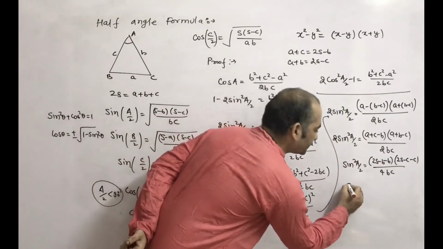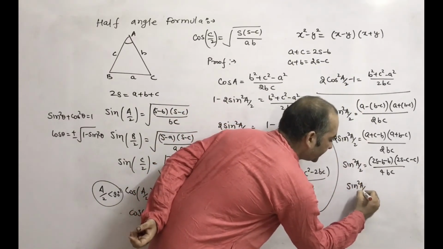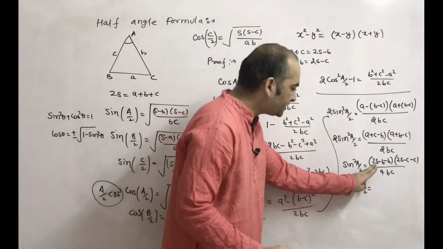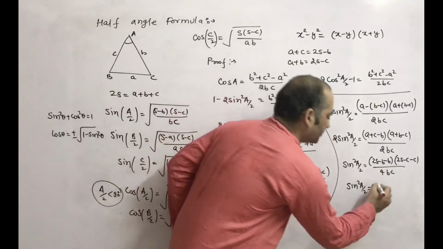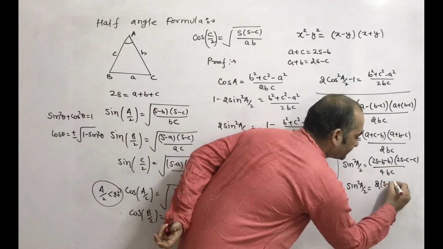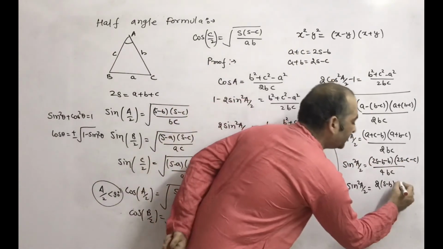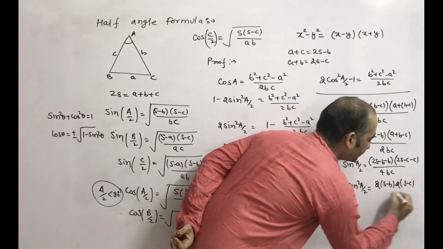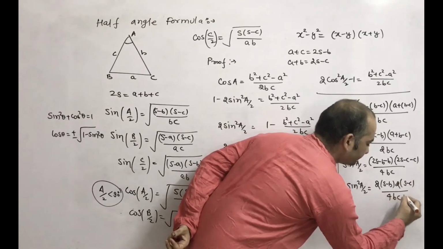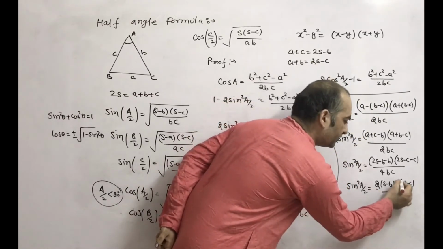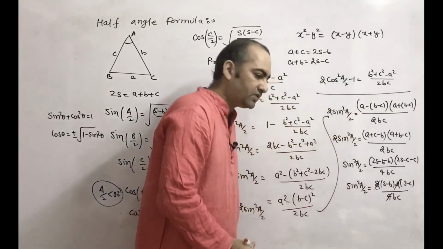So from here what will come? sin square A by 2. This is what? 2s minus 2b. So we are taking 2 common. So this will come 2 times (s minus b). Similarly this is what? 2s minus 2c. So here also we are taking 2 common. We will get what? (s minus c) divided by 4 times bc. Okay, 2 into 2 is what? 4. So this is getting cancelled. sin square A by 2 will get this one.